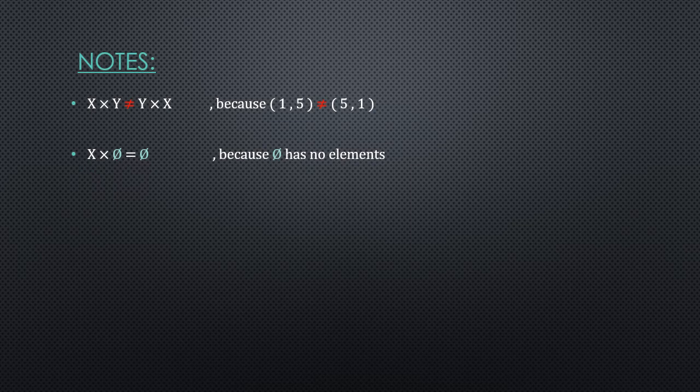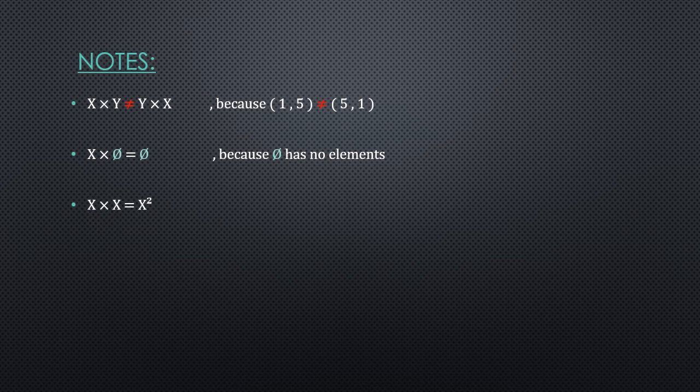We have some important notes that help us in the choose question. Okay, number one, x product y not equal y product x, because the ordered pair (1, 5) not equal the ordered pair (5, 1). Any set product phi equals phi. So x product phi equals phi, because phi has no elements, phi is the empty set.